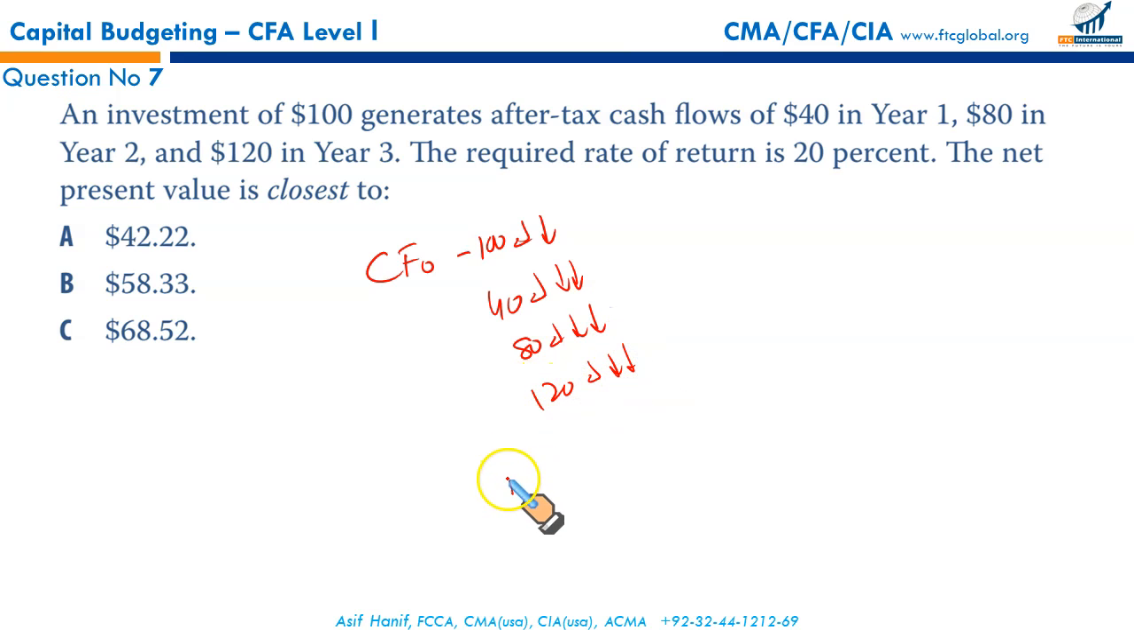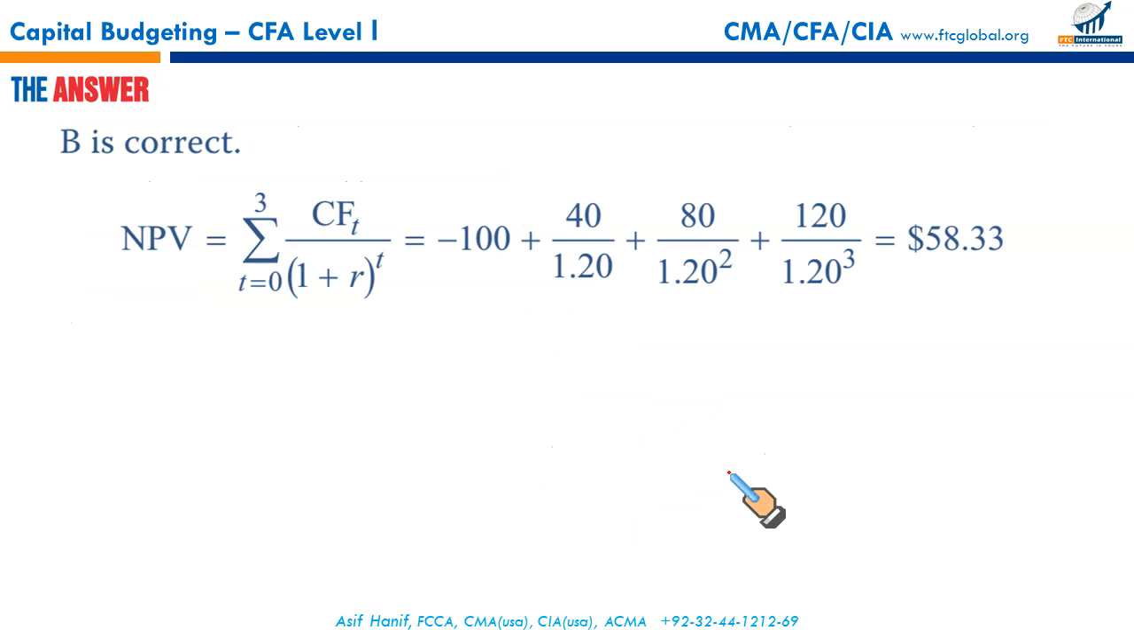And simply you'll press NPV, enter your discount rate, that is 20%. Enter down, press CPT, and you should get your NPV as 58.333. That makes B the correct option.